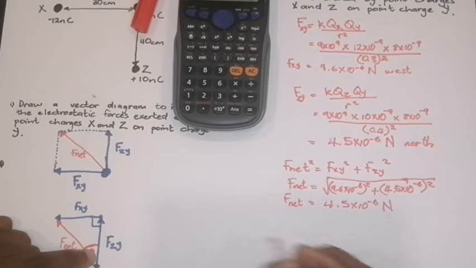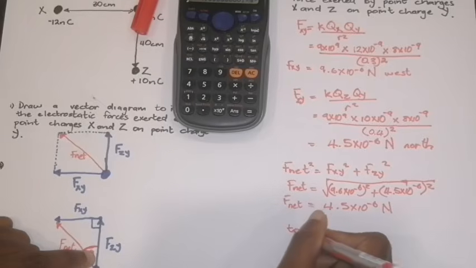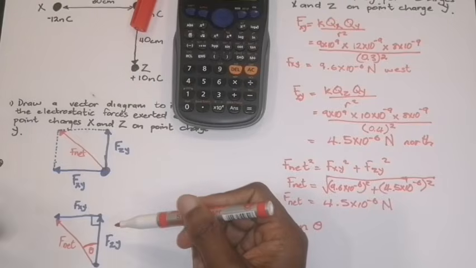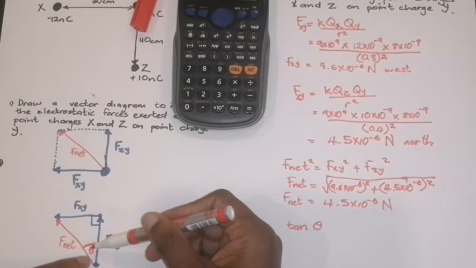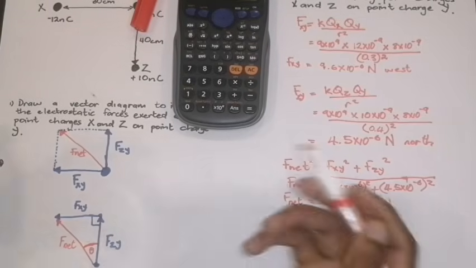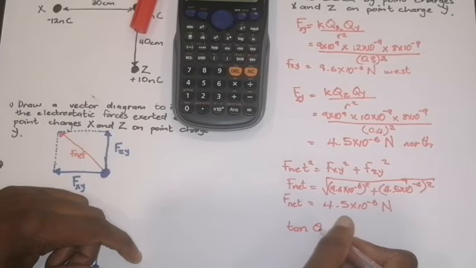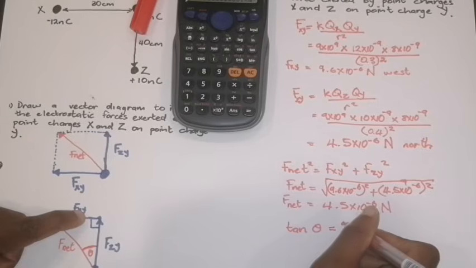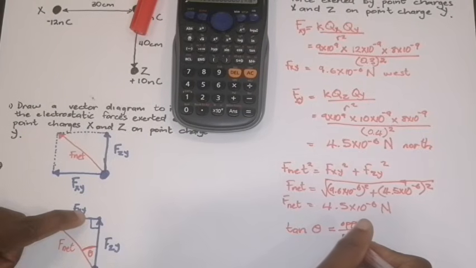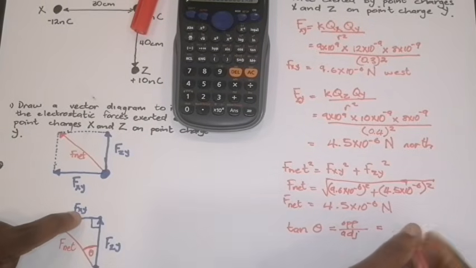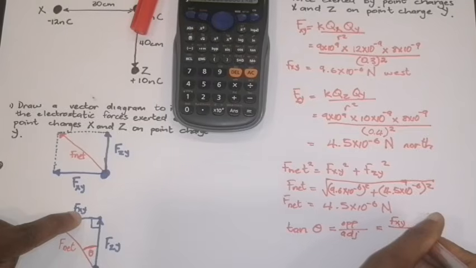So in that case, I'm going to use the trig ratio of the tangent, tan of theta. You could have also used sine of theta, which would have been opposite over hypotenuse, so Fxy divided by F net, but I'm going to stick with the tangent. Tan of theta is opposite divided by my adjacent side, meaning the tangent of theta is Fxy divided by Fzy.